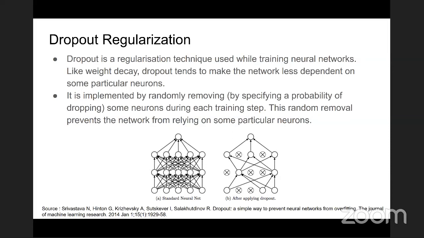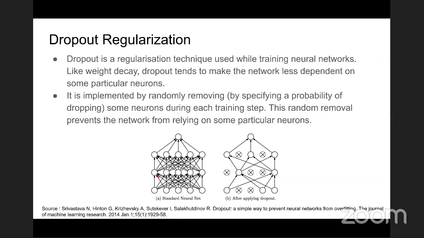So it's a regularization technique. Basically, let's say you have a neural network. These are your input nodes. These are your first hidden layer. This is your second hidden layer. This is your output layer. So it's fully connected. Every neuron here gets input from all the neurons in the previous layer.